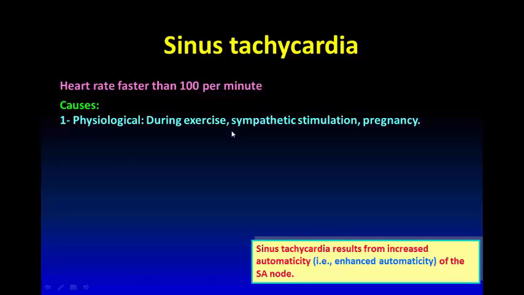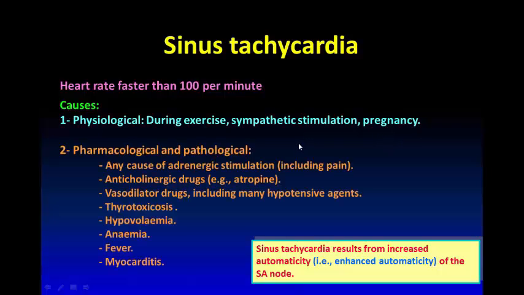Physiological sinus tachycardia is seen during exercise and with sympathetic stimulation, and also during pregnancy. The pharmacological and the pathological causes of sinus tachycardia include any cause of adrenergic stimulation, including pain, anticholinergic drugs like atropine, which block the muscarinic M2 receptors in the sinoatrial nodal cells, vasodilator drugs, including many hypotensive agents, many antihypertensive agents which lower the arterial blood pressure, thyrotoxicosis, hypovolemia, anemia, fever, and myocarditis, which is inflammation of the myocardial tissue. As I've just mentioned, sinus tachycardia results from enhanced automaticity of the sinoatrial node.